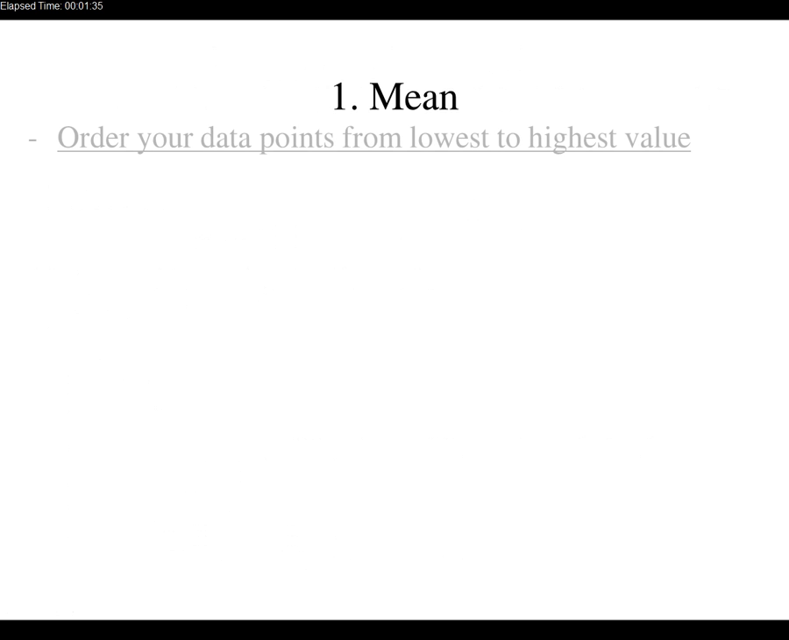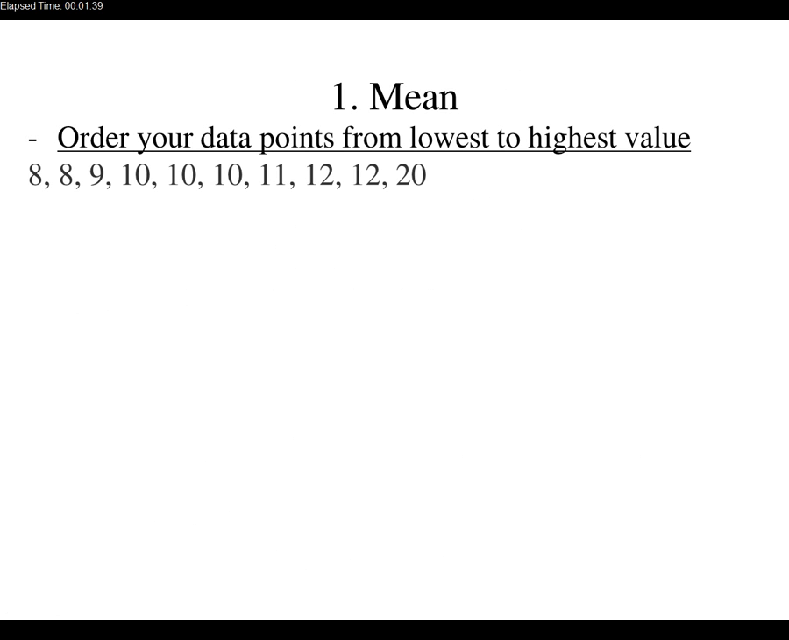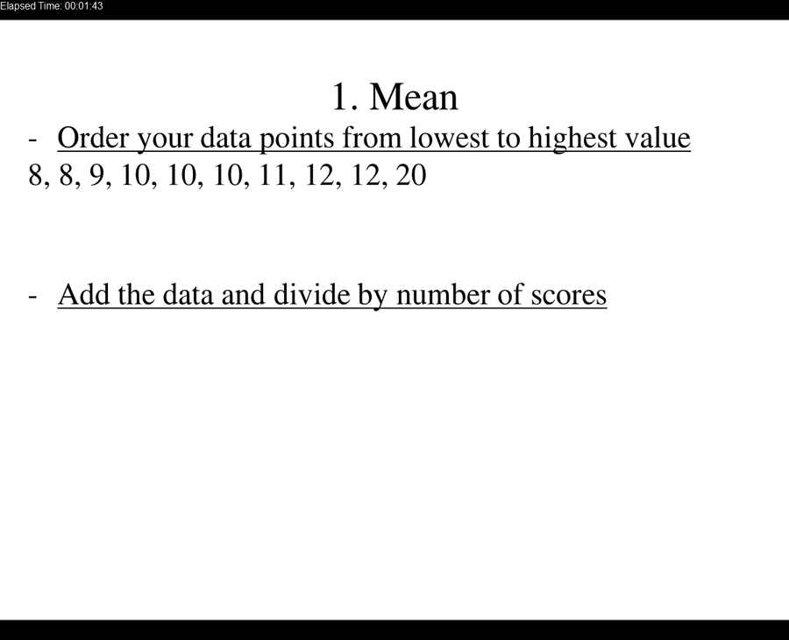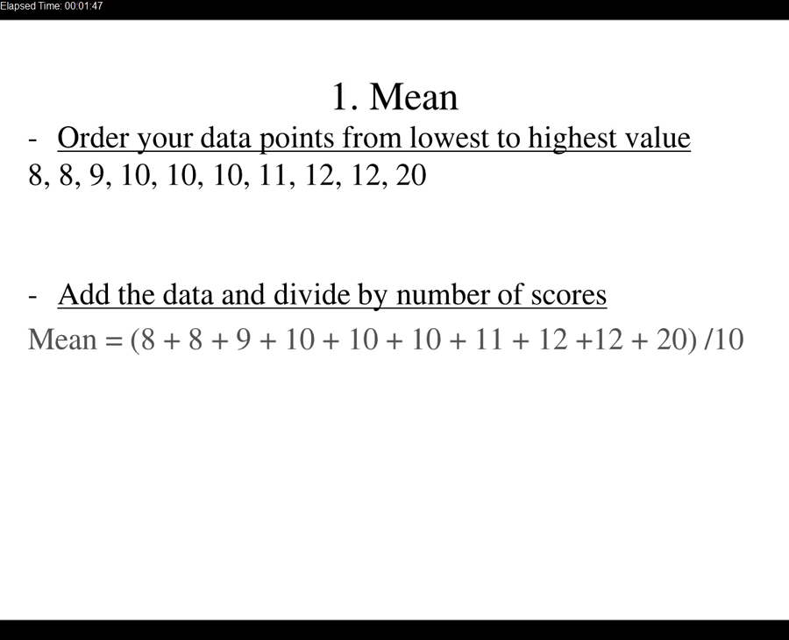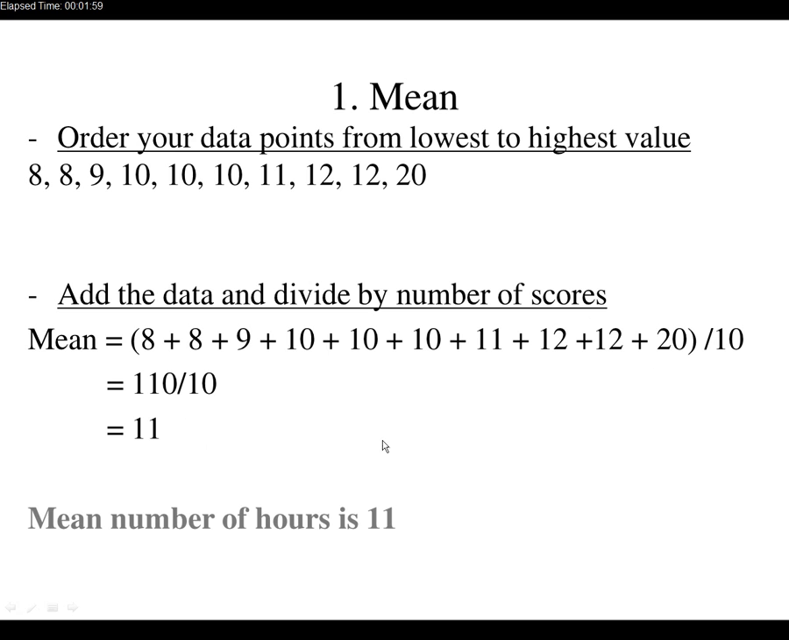Got it? So the mean. Order your data points from the lowest to the highest value. There you go. You're with me? All right, now add the data and divide by the number of scores. Okay, so we add them all up and divide them by 10. And I miscounted before when I said 11. They're 10. So it's 110 divided by 10 equals 11. The mean number of hours is 11.